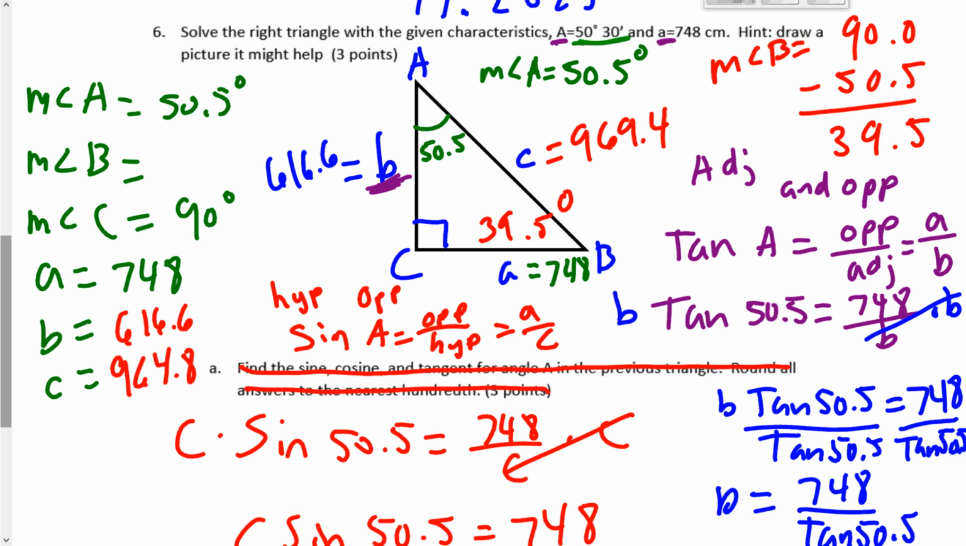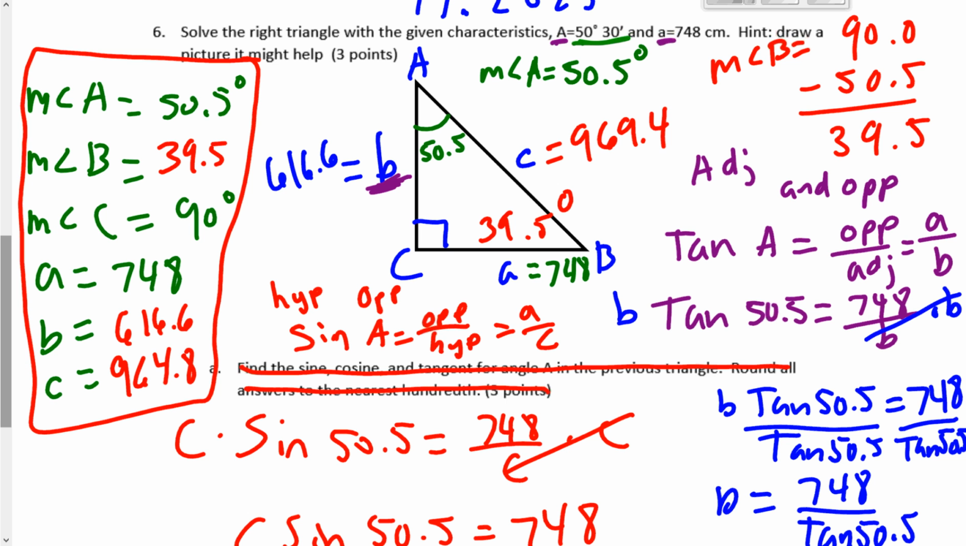Okay, so those are our 6 answers. Oh, and our angle B was 39.5. So we have all 6 right there. Okay, now let's go ahead and find sine, cosine, and tangent of angle A from the previous problem, so 50.5, and round all answers to the nearest hundredth.